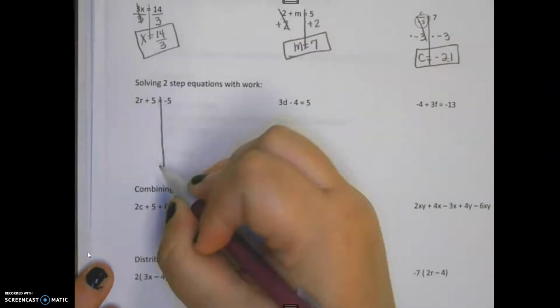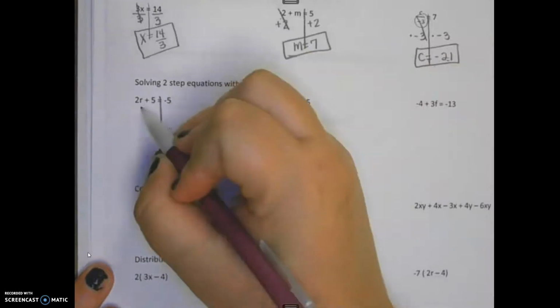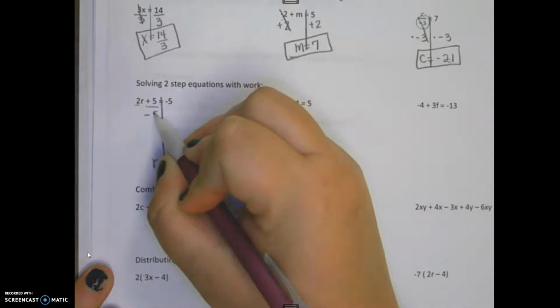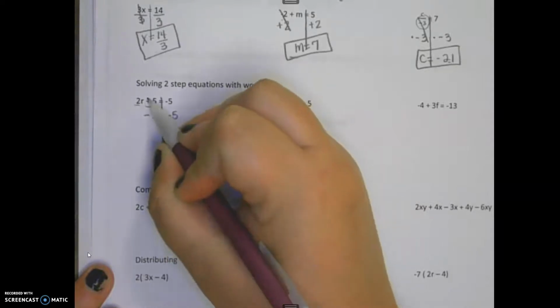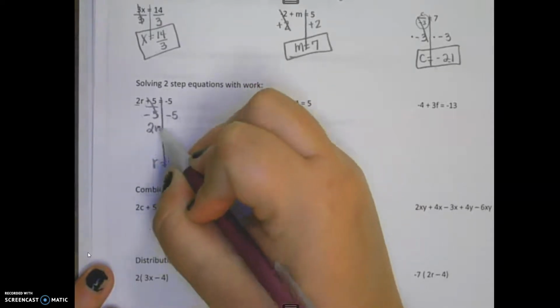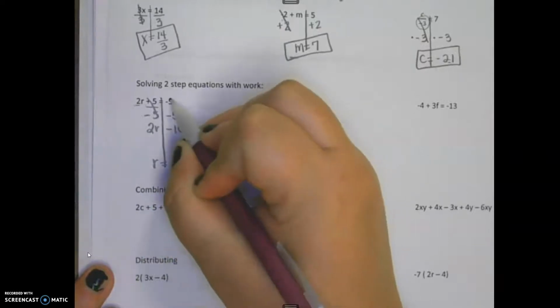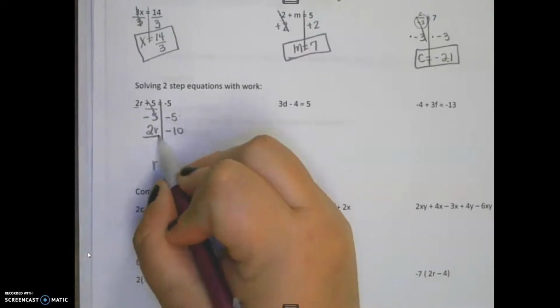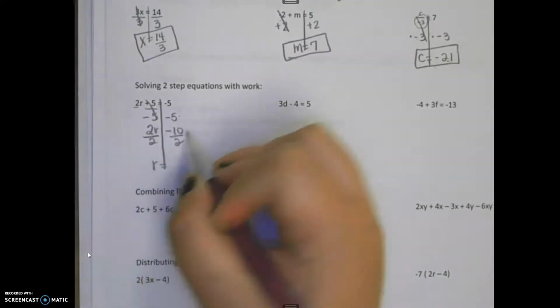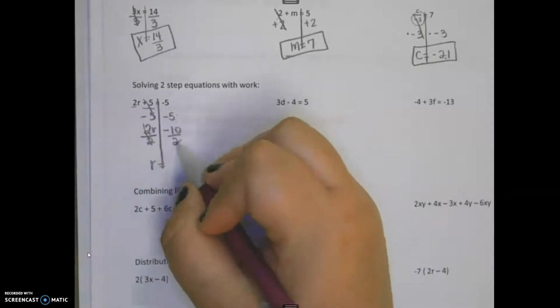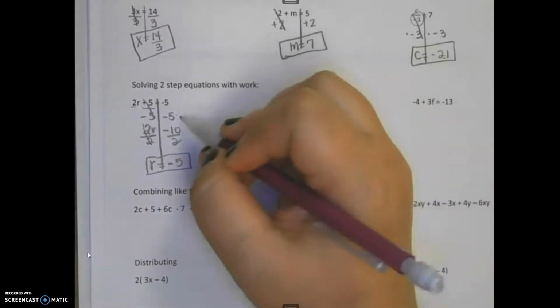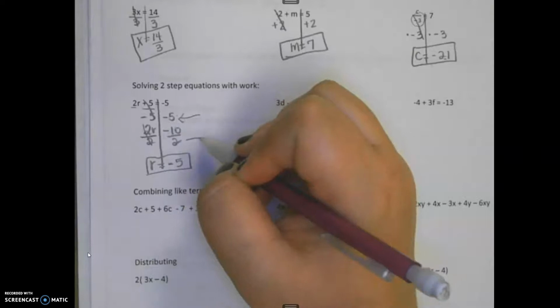All right, we want to get r by itself. That's our goal. We have a 2 with it and a plus 5. The opposite of adding 5 is to subtract 5 from both sides, leaving me with just 2r and -10 on this side, because -5 minus 5. My goal is still to get r by itself, so I'm going to divide both sides by 2. -10 divided by 2 is -5. It's called two-step because there's one step and there's two steps.